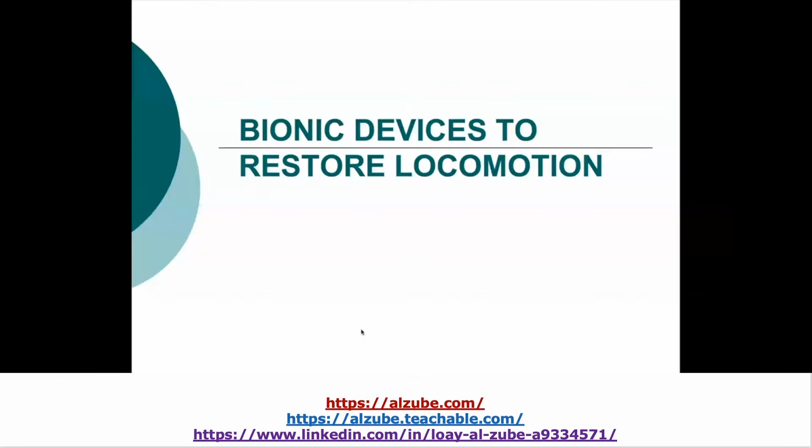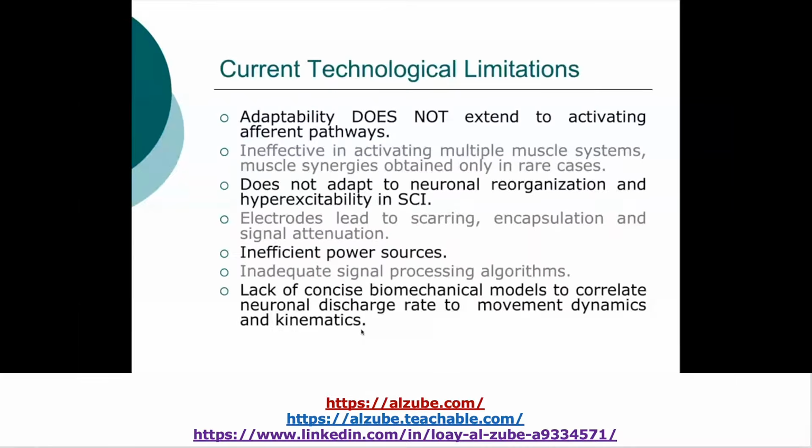So the problem with these so far is that adaptability does not extend to activating the afferent pathway. So this is the sensory pathway going back from the muscles to the brain. We need to have two pathways to have smooth locomotion in muscles, and that is called muscle synergies. So you need to have different muscle groups acting at the same time to do a complex movement.